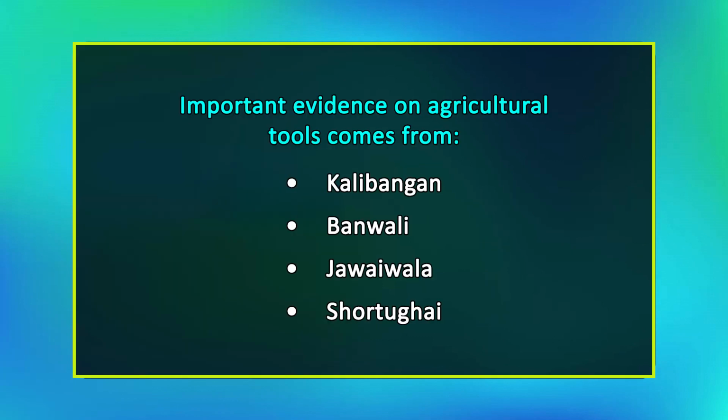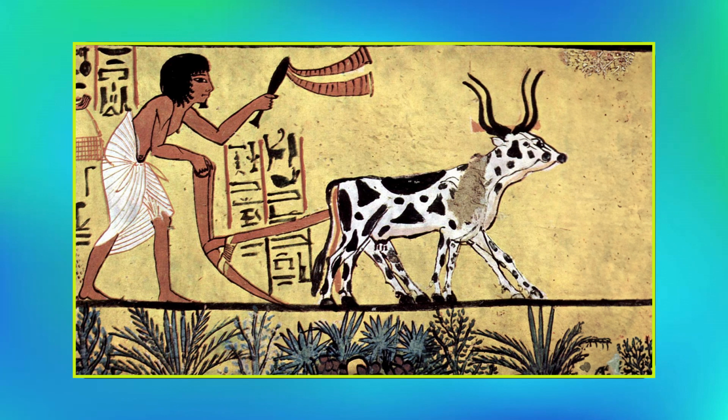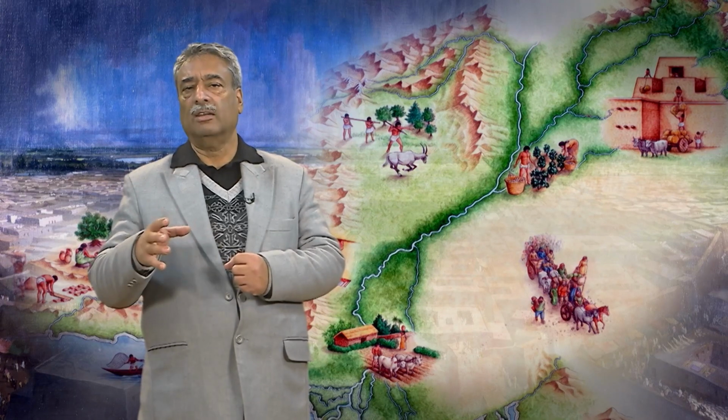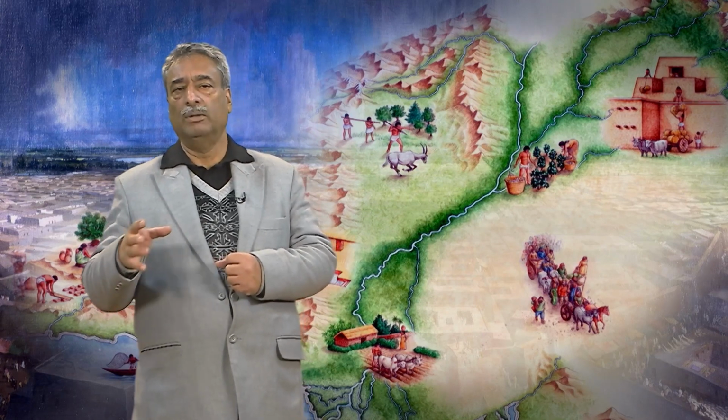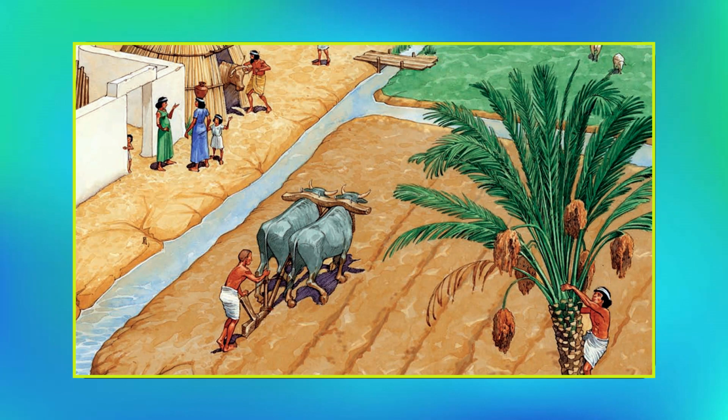The important evidence on agricultural tools comes from Kalibagan, Banwali, Jawaiwala and Shatughai. The sites at Banwali and Jawaiwala provided evidence relating to plough as an agricultural tool. The discovery of a plough-furrowed field at Kalibagan is of seminal significance as it proves the use of a plough and the use of an ox for drawing the plough as a draft animal. The use of a plough and an ox as draft animal for drawing the plough was a fundamental advance in agriculture.